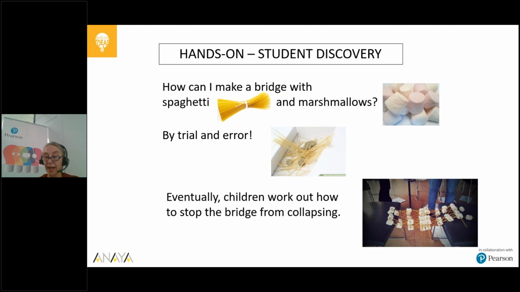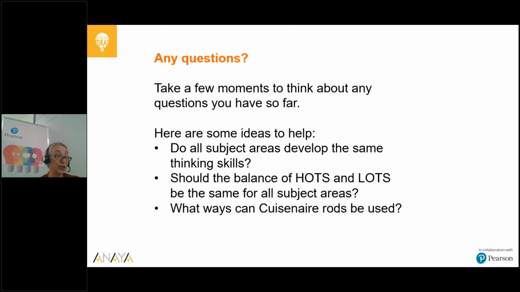I think I might take another break now and see if you have any questions that you'd like to ask me. I've got some questions for you to think about. Do the subject areas develop the same thinking skills? And what is the balance of HOTS and LOTS? And here's a challenge for you for the end of the session. How many ways can you think of to use Cuisenaire rods? Okay, don't forget to use your question box if you want to send me any questions.